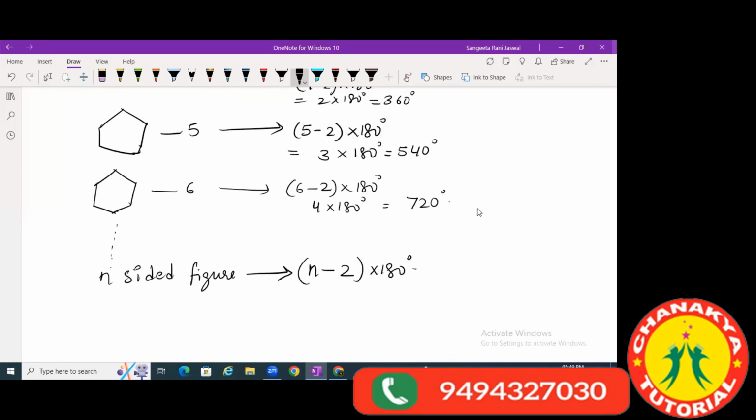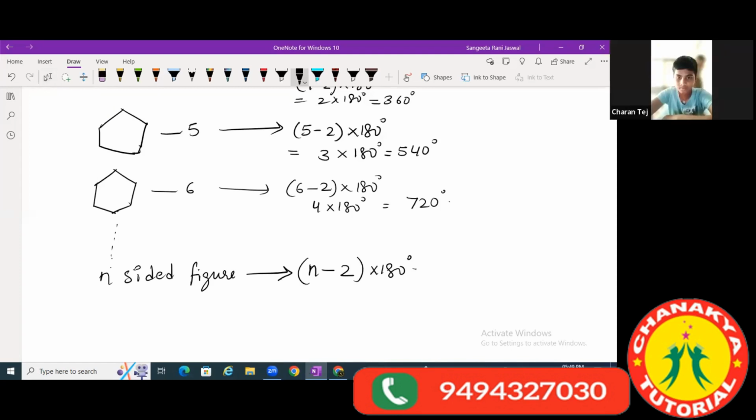Pranav Shiva, did you understand this part? Pranav Shiva? Hello? Pranav Shiva? Okay, so children, have you all understood this part?